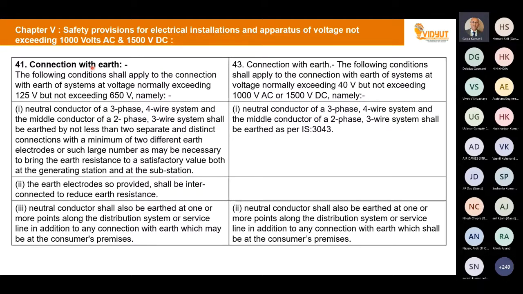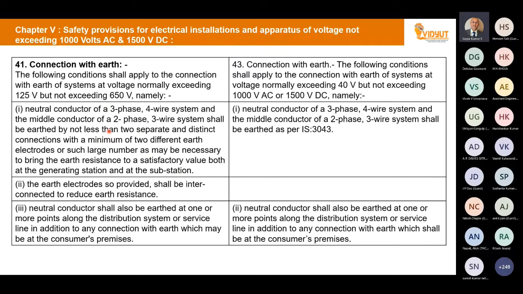Regulation number 41 earlier, currently 43. This is the biggest confusing subject, earthing. On the first part, you can see the voltage 1000 volt and 1500 volt DC. The earlier 650 has been removed now. The major change in this regulation is sub-regulation 1. Earlier, the regulation was asking to connect a neutral conductor to 2 separate and distinct earth electrodes in soil. This was actually creating the biggest confusion in the market.